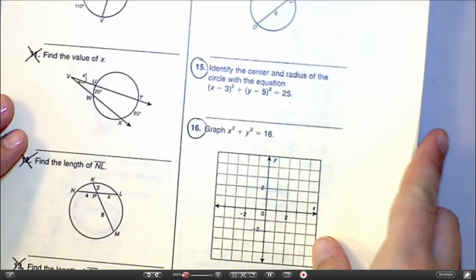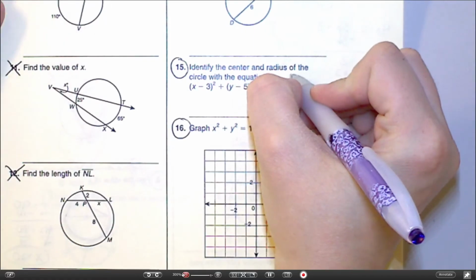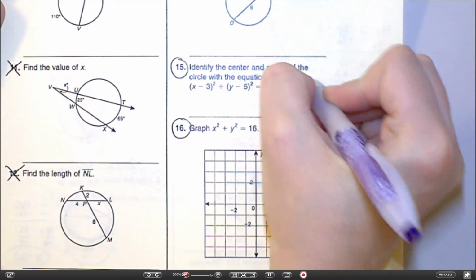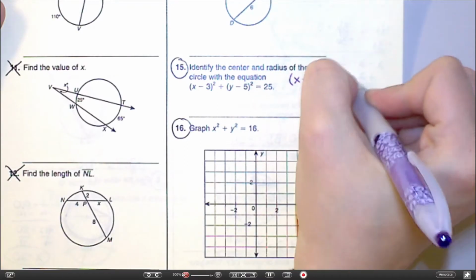Okay, all the way on to 15, 16, and then another 16. Okay, I'm going to write the formula for this circle off to the side here. X minus h squared plus y minus k.